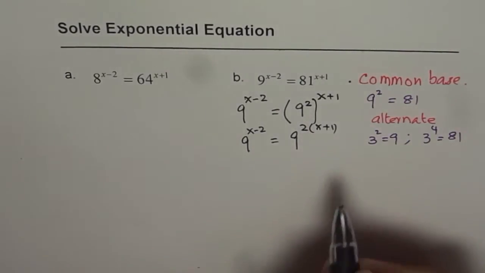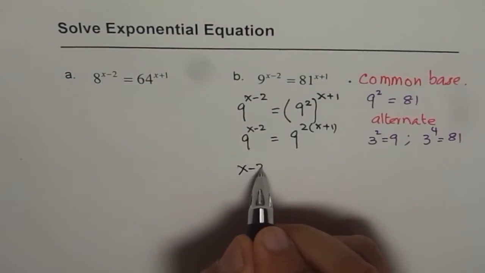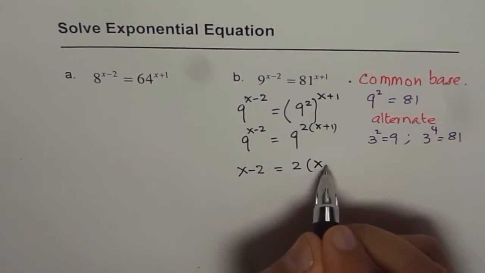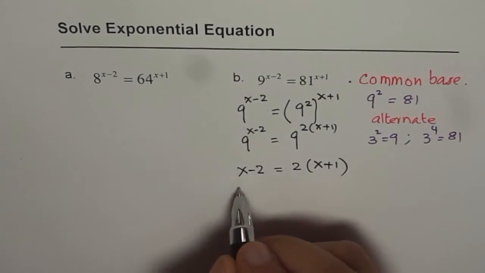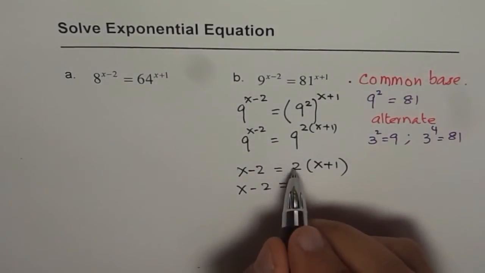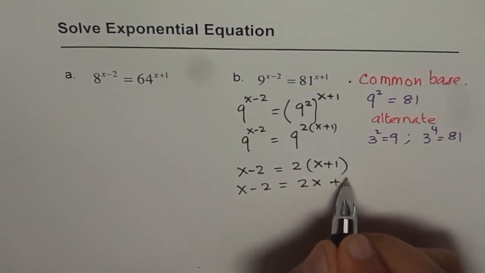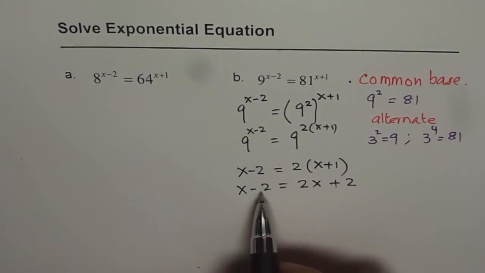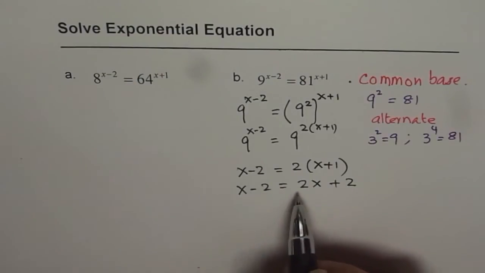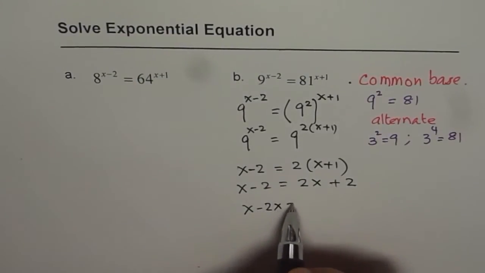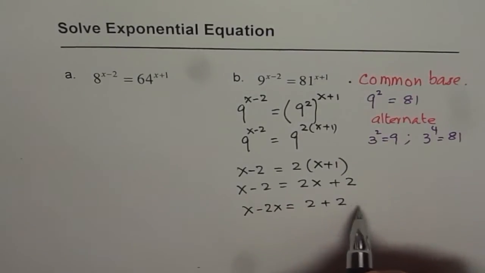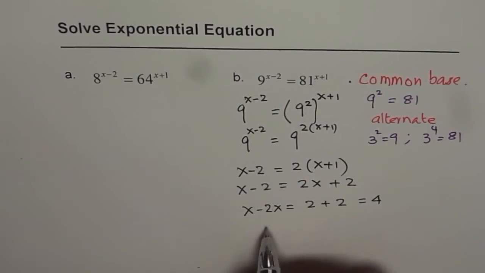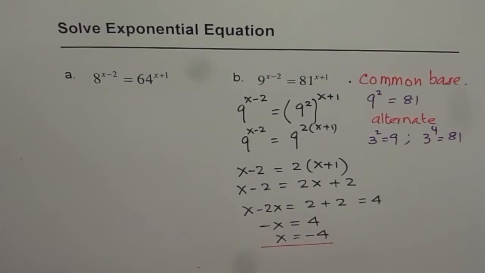So let us equate the exponents and solve for x. So we have x minus 2 equals 2 times x plus 1. Now we have to just solve for x, which is, open the bracket, distributive property. We get 2x plus 2. Now we can bring the x's together. So we get x minus 2x equals 2 plus 2, which is indeed 4. x minus 2x is minus x equals 4. So therefore we get x equals minus 4. So x equals minus 4 is our solution, right?